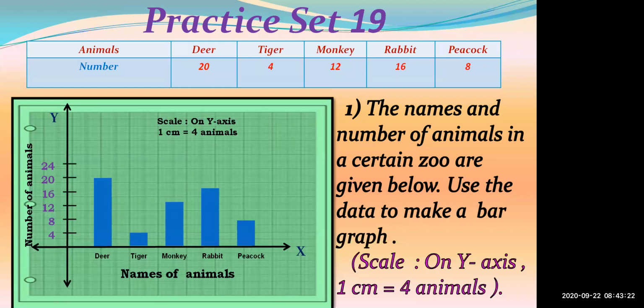See, this way you have to draw this bar graph after taking all this information. What we have done here is we have seen what is given. Scale on y-axis, 1 centimeter is equal to 4 animals, and according to that information we have drawn our bar graph here. Understood everyone? So this way you have to draw your bar graph after taking all this information.